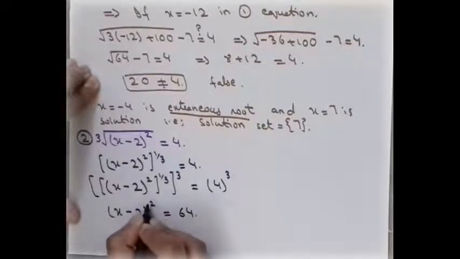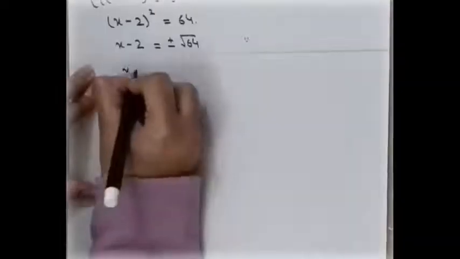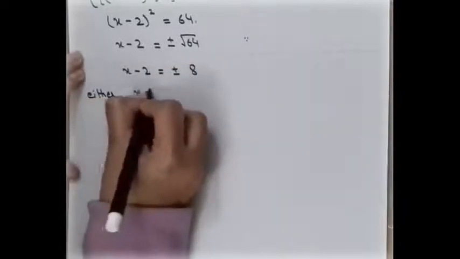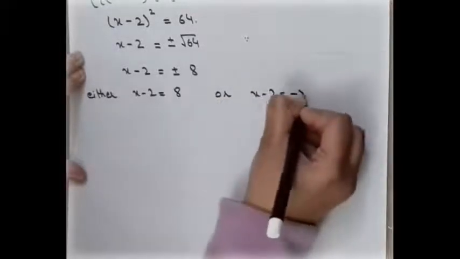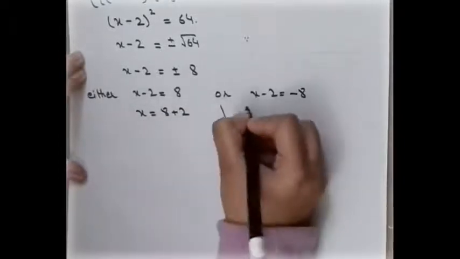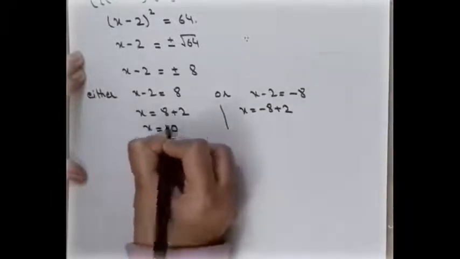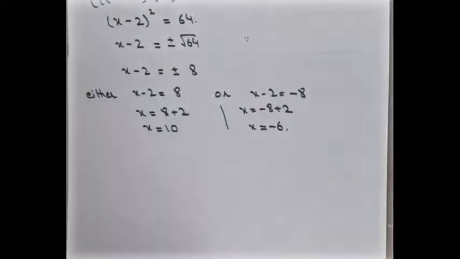Now it is very easy to solve. To remove this square, take the square root on both sides. Whenever we apply a square root on both sides, always apply a plus minus sign, and it will be under root 64. So x minus 2 is equal to plus minus 8. Either x minus 2 is equal to positive 8 or x minus 2 is equal to minus 8. So we can write x is equal to 8 plus 2, and in this case x is equal to minus 8 plus 2, so x is equal to 10 and x is equal to minus 6. So check the solutions for an extraneous root.